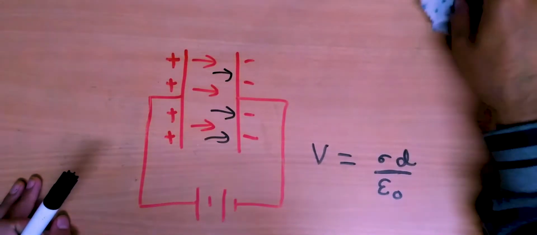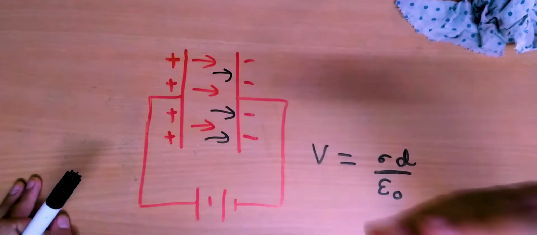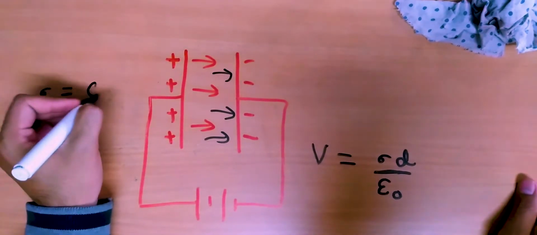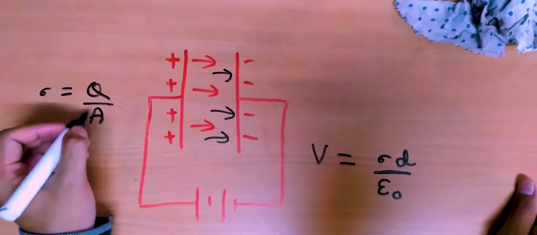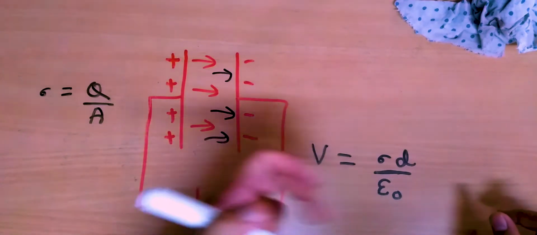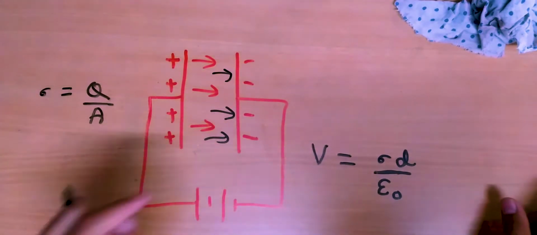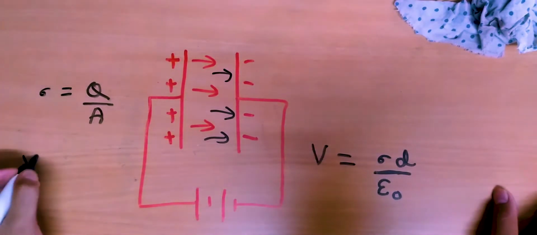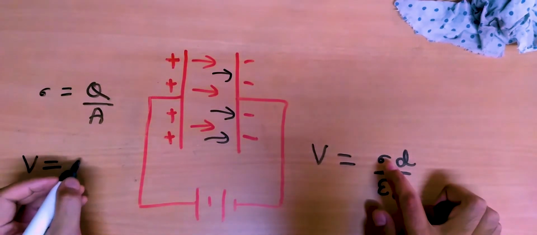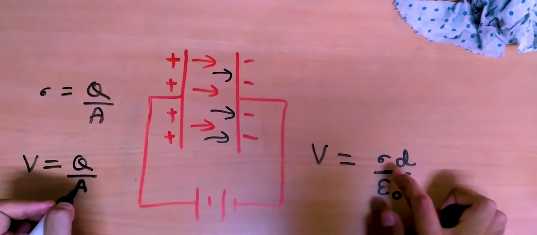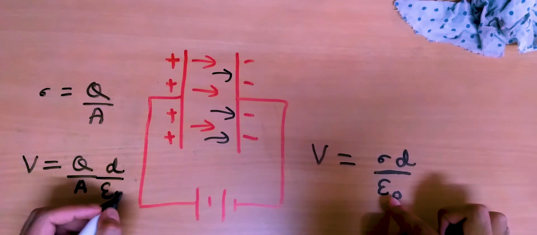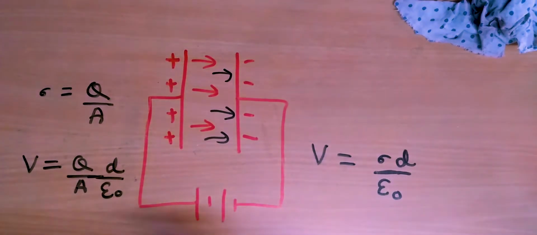Now what is sigma? Sigma is the surface charge density, or rather sigma is the charge per unit area, or charge divided by the area of the plate. So let me take this expression and put it here. So the potential difference equals, instead of writing sigma, I can write Q upon A times D upon epsilon naught. Simple, right? So this is the expression that I get.